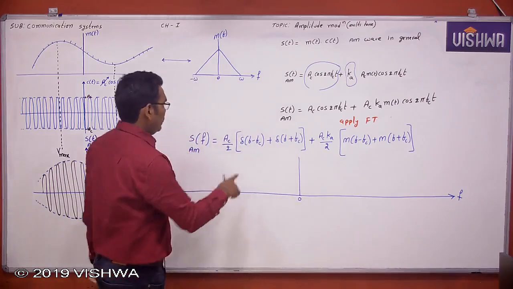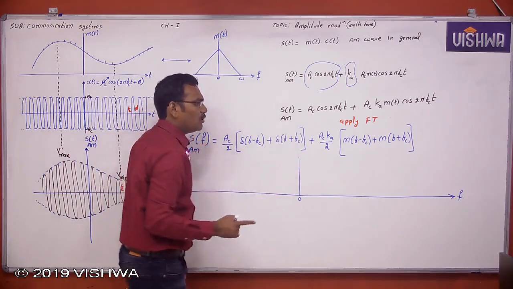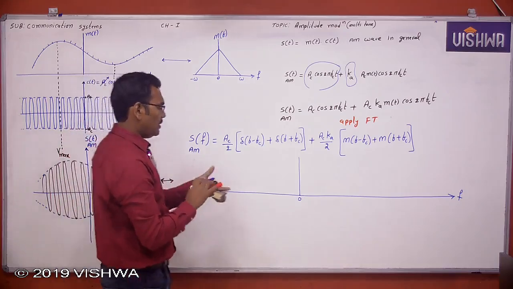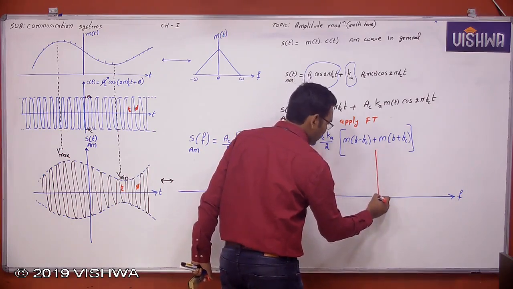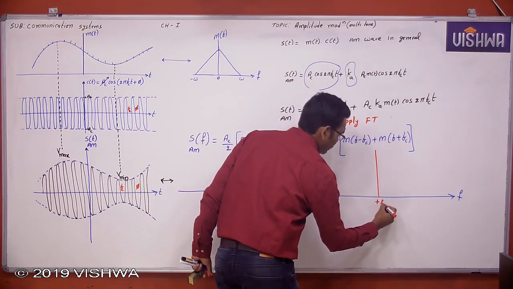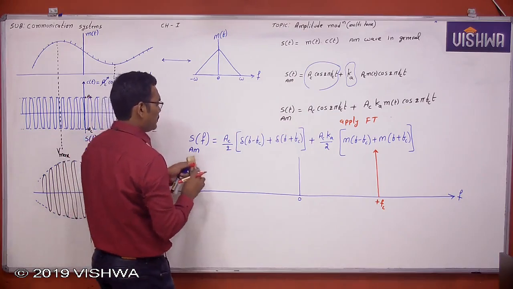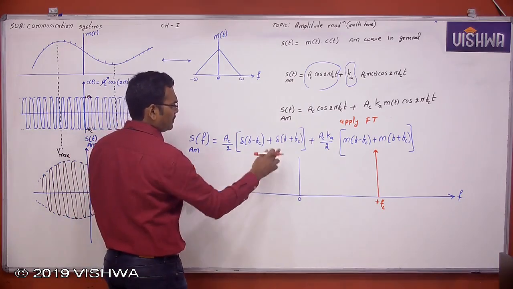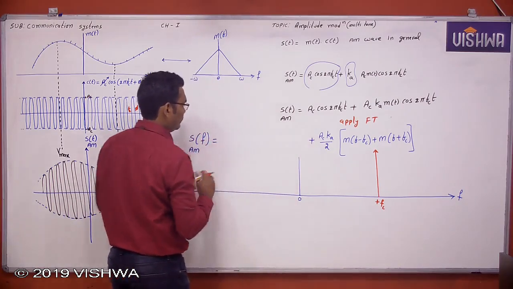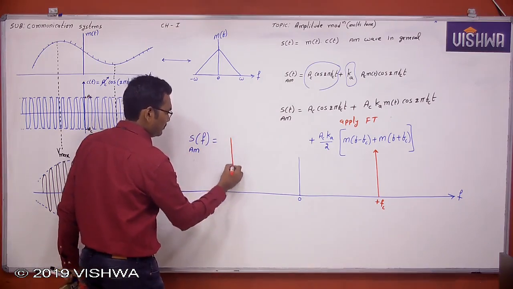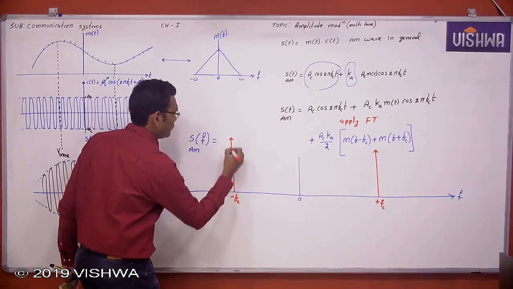F minus Fc equal to 0 gives f equal to plus Fc. F plus Fc equal to 0 gives f equal to minus Fc. So which means one is plus Fc, another one is minus Fc. These are the references. First we want to take it.